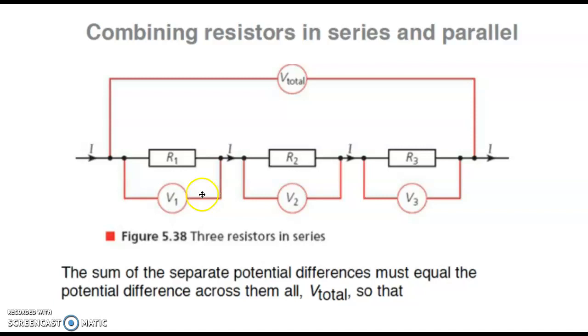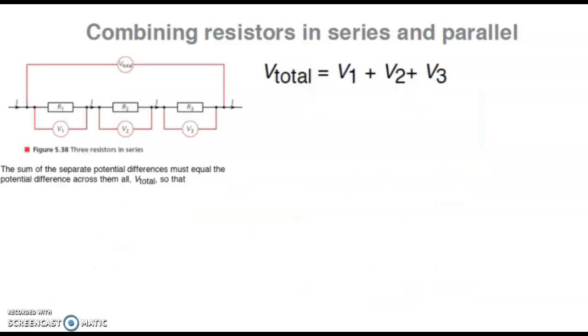Voltage in series, however, splits. So your total voltage is going to be the sum of voltage 1, voltage 2, and voltage 3. Vt is equal to V1 plus V2 plus V3.